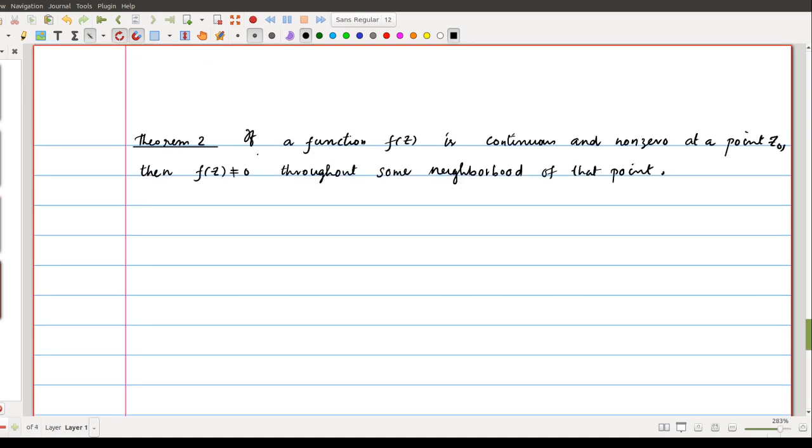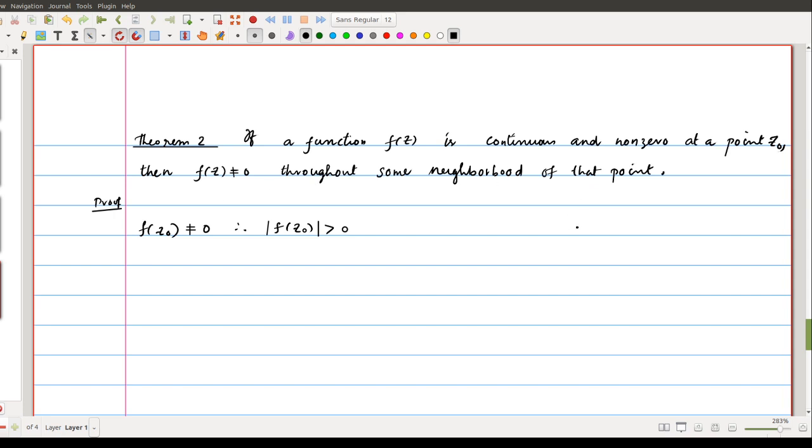To prove this, if a function f(z) is continuous and non-zero at a point z0, for the proof we can write f(z0) ≠ 0. Therefore, |f(z0)| is always greater than 0. This is a fixed quantity greater than 0. If this happens and f is continuous, then you can find a neighborhood or a disk in which f(z) is throughout non-zero.